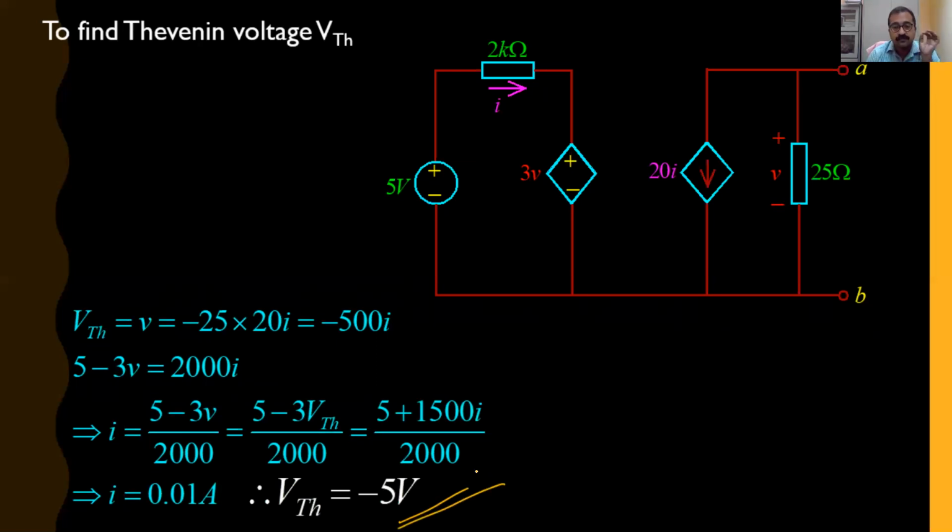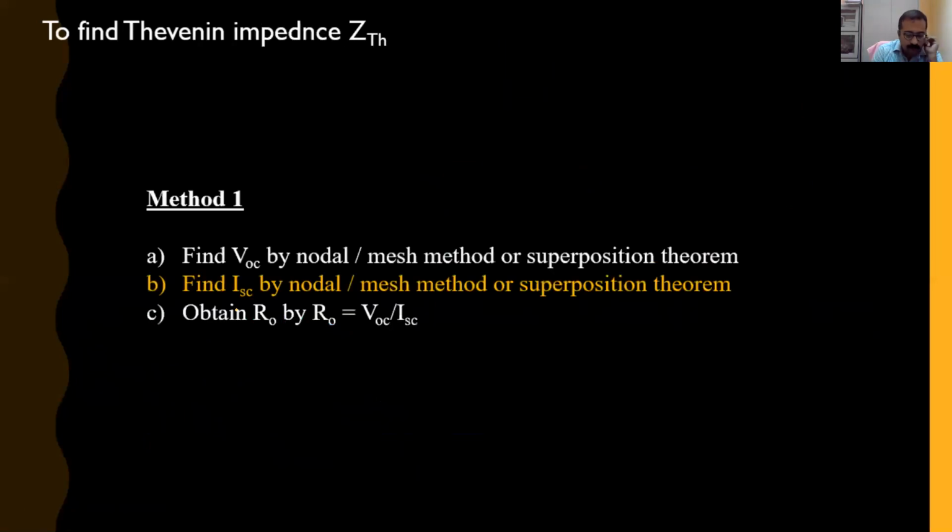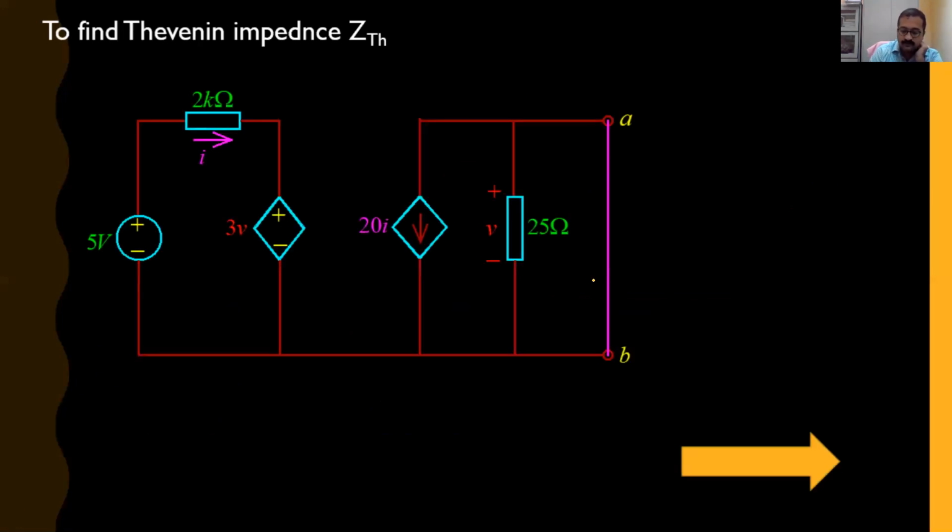Now what next? We have to find the Thevenin impedance. How do we find the Thevenin impedance? Find the short circuit current by nodal method or mesh method or superposition theorem. So we have to short circuit the load points. Okay, when you short circuit these load points, what happens? What's the current through the 25 ohm? It will be 0. Why? Because it is bypassed by the short circuit at the points A and B.